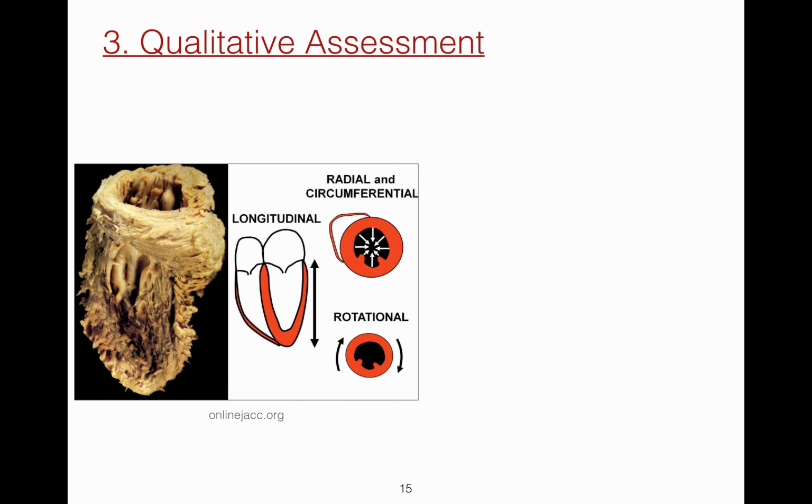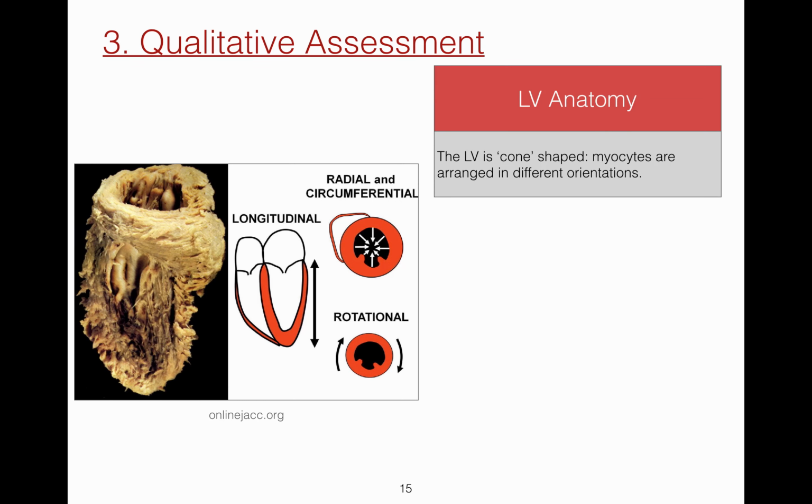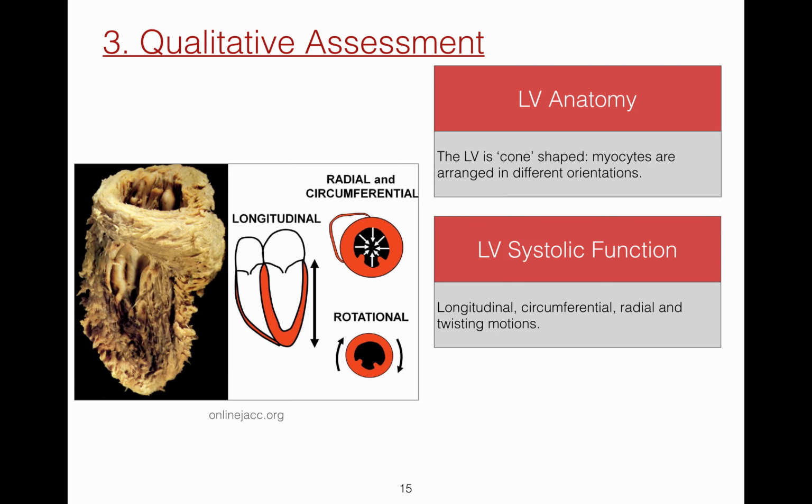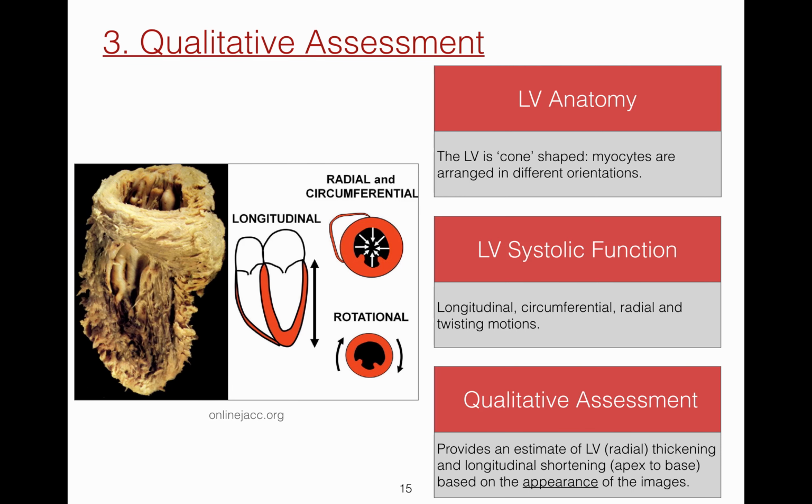Qualitative assessment. Overall, the LV is normally somewhat cone-shaped. Its constituent myocytes are arranged in different orientations, and the net effect is that when it contracts, it has longitudinal, circumferential, radial, and twisting motions. Qualitative assessment provides an estimate of LV radial thickening and apex to base longitudinal shortening based on the appearance of the images.